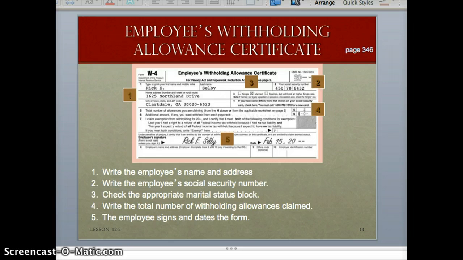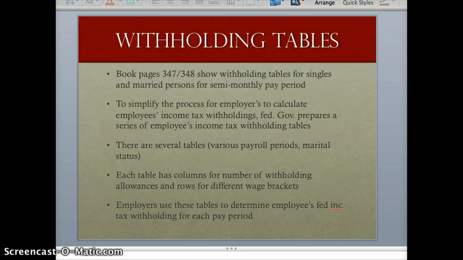Then you're going to write the total number of withholdings claimed, and when you get that form, on the back of it, it explains a little bit about your withholdings and how you want to pick how many you claim. And then once it's done, the employee signs and dates the form. On here, it almost makes it sound like the employer is filling out those parts, but generally they give it to the employee, and the employee fills out the whole thing.